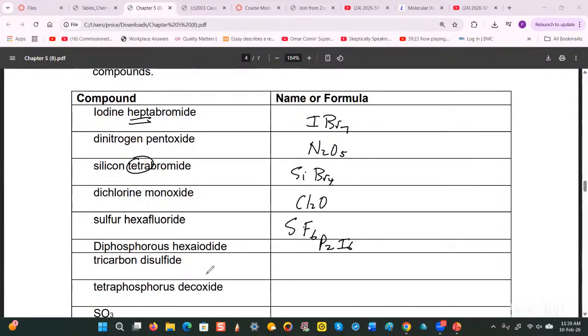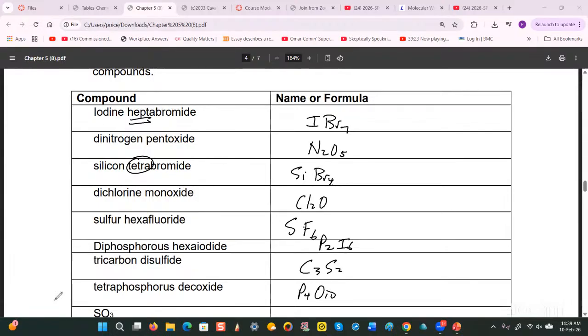Okay, tricarbon disulfide. C3S2. Very good. Tetraphosphorus decoxide. P4O10. O10 is indeed correct. Very good. All right, so the rest of it is the reverse.